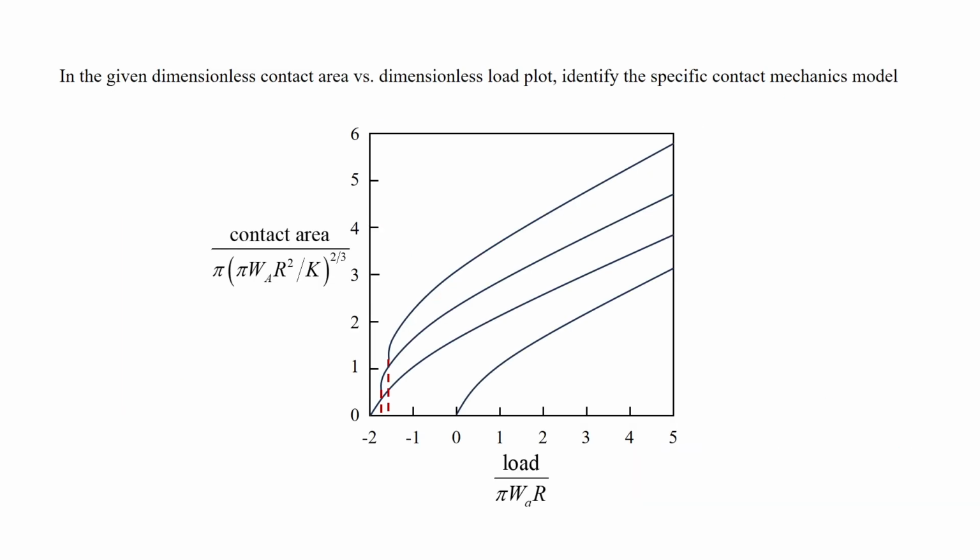Okay, now let us do this exercise. In the given dimensionless contact area versus dimensionless load plot, identify the specific contact mechanics model. This is the dimensionless load and this is the dimensionless contact area. This plot describes the different mechanisms: JKR, Hertz, DMT, and so on. The question is which one is which. Let us try to argue it.